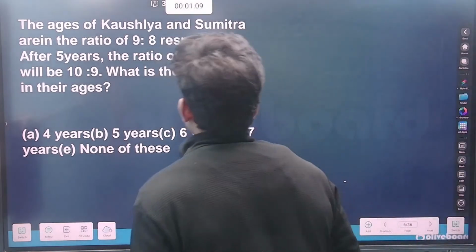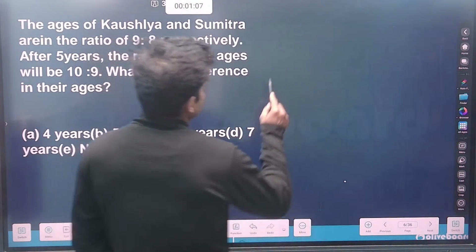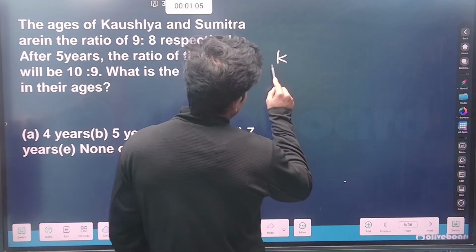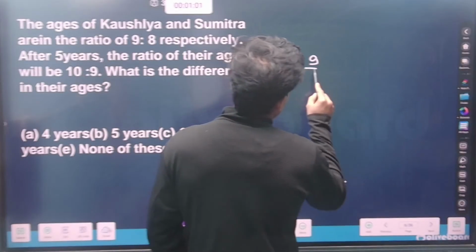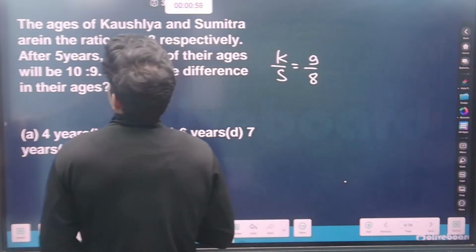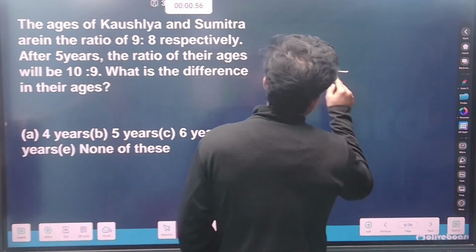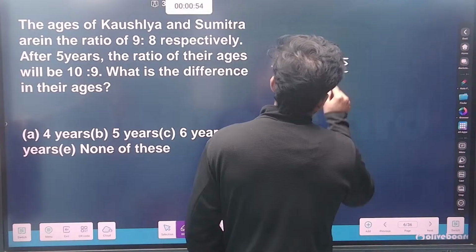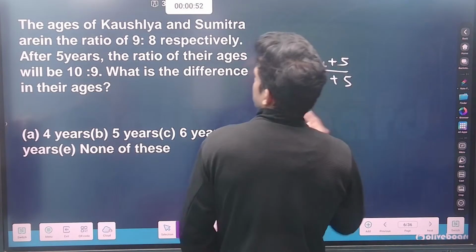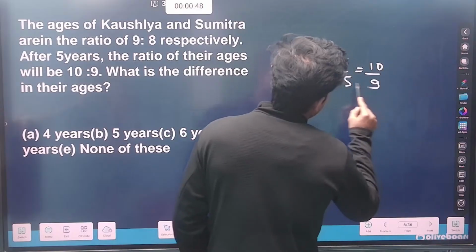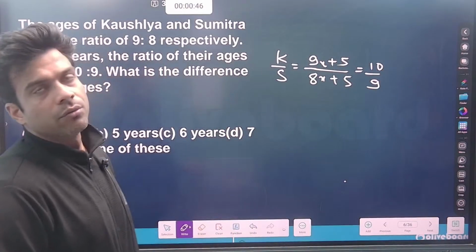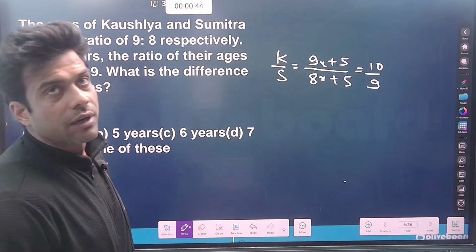The ages of Kaushalya and Sumitra. So we have Kaushalya upon Sumitra. Ages are in the ratio 9 is to 8, respectively. After 5 years, we'll add 5 here. So this is 9x, this is 8x. After 5 years, the ratio becomes 10 by 9. From here, you need to just figure out the value of x.